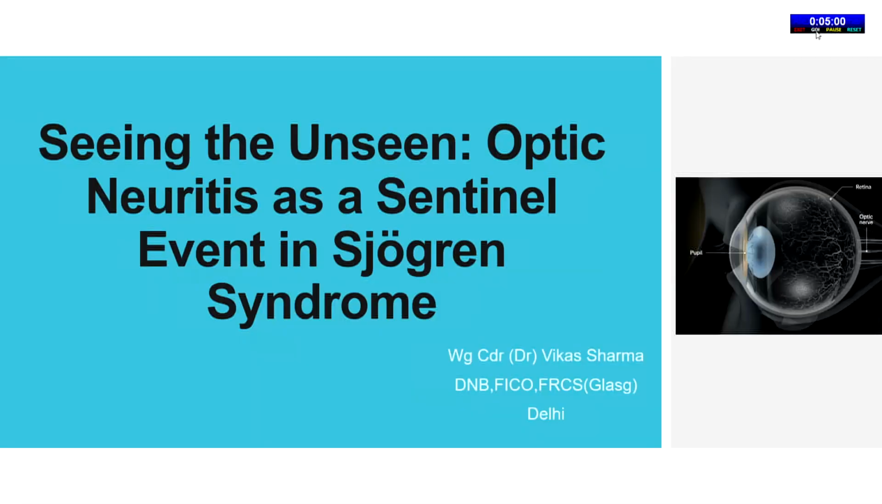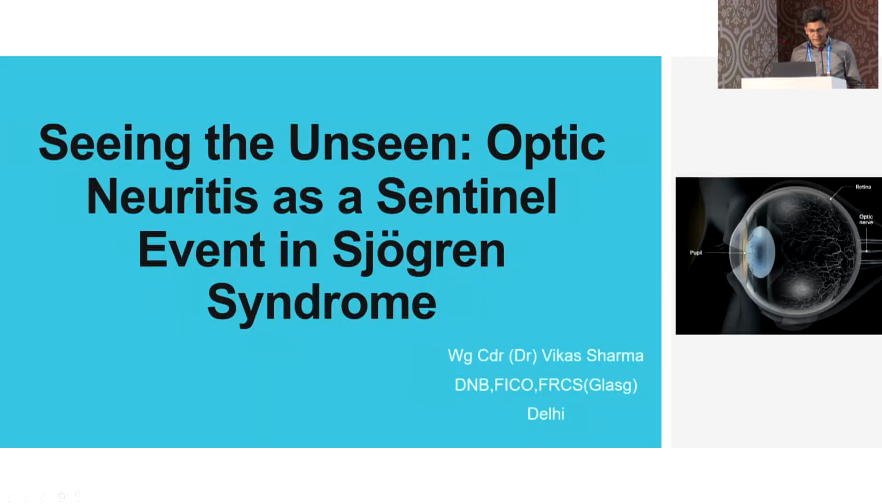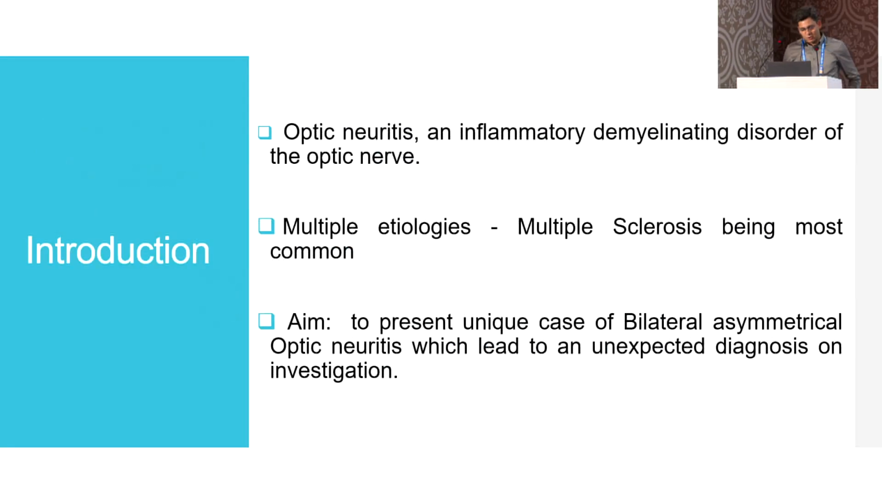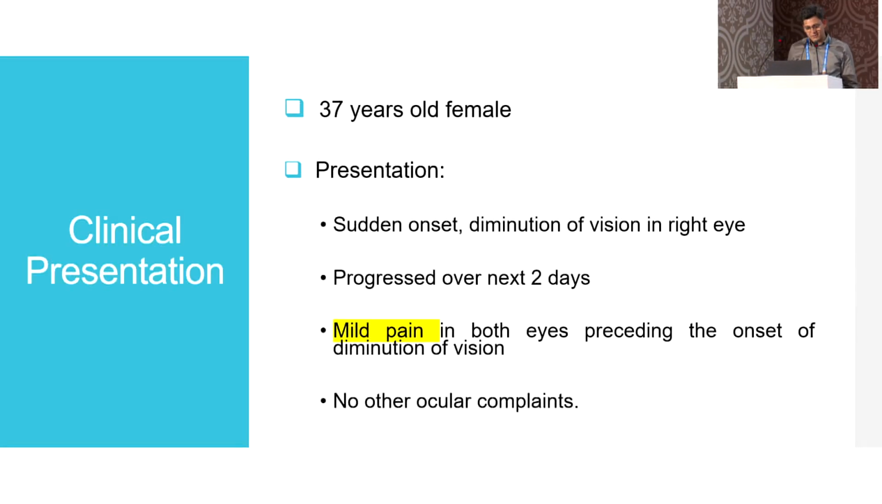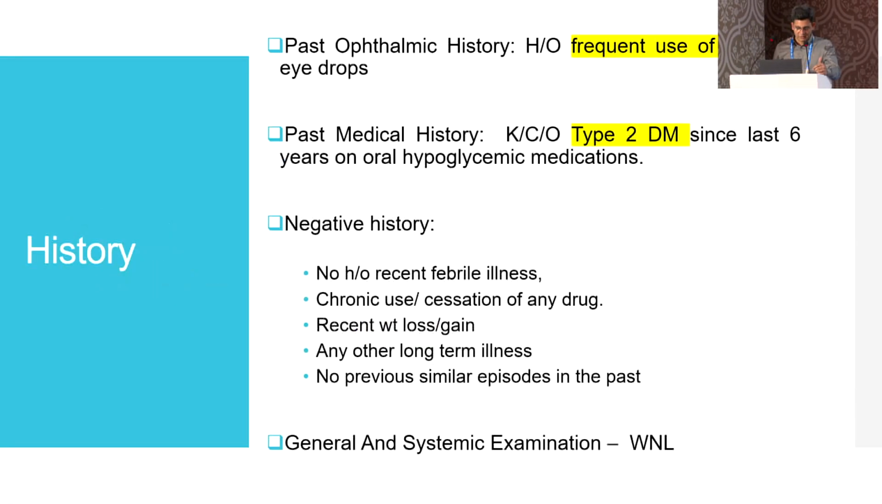Good morning, everyone. Today I'll be presenting a rare case of bilateral optic neuritis in an unusual etiology. Optic neuritis is an inflammatory demyelinating disorder of the optic nerve. It has multiple etiologies. However, multiple sclerosis is the most common. My patient is a 37-year-old female who presented to us with sudden onset diminution of vision in the right eye, which progressed over the next 2 days. She also had mild pain in both eyes preceding the onset of diminution of vision. There were no other ocular complaints.